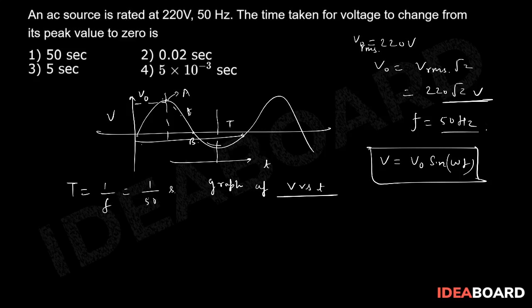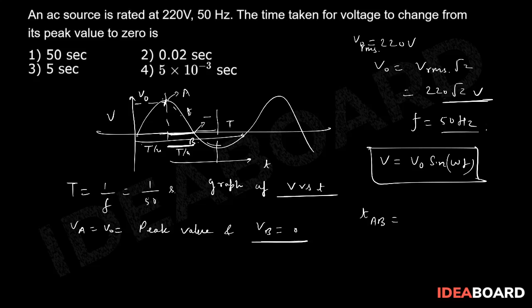seconds. Perfect. Now they are asking only this time, because here the potential is V0, the peak value, and here the potential is 0. So I'm just writing V at A is equal to V0, the peak value, and V at B is going to be 0. That means t_AB is going to be this time, and we know that this time is T by 4. This will be T by 4, this will be T by 4, and this will be T by 4. So I can clearly see that it is T by 4.